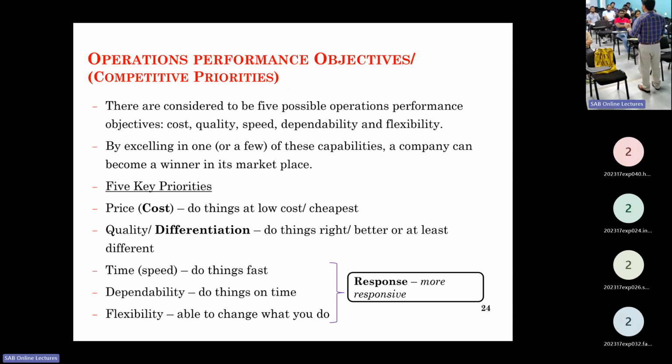News agencies, they say they are the fastest. And for that, they need to have all the support in operations infrastructure. Hope you get the point. So speed matters a lot in certain industries. They compete based on speed. Do things fast. And for that, they charge a little higher price, a premium price.